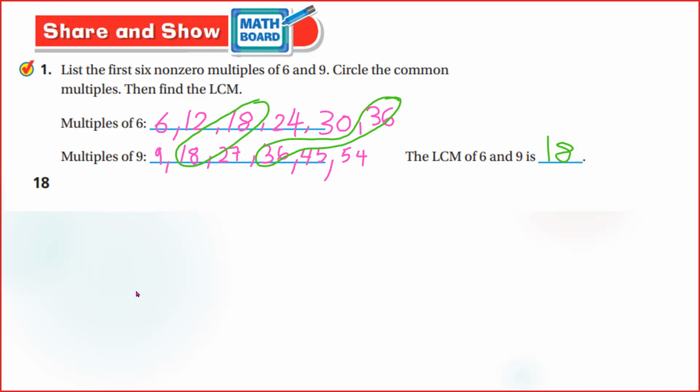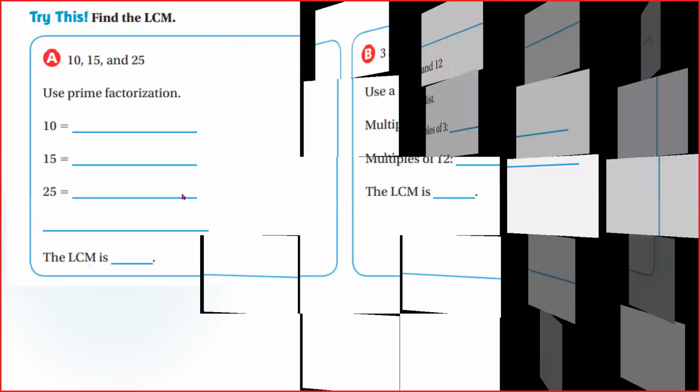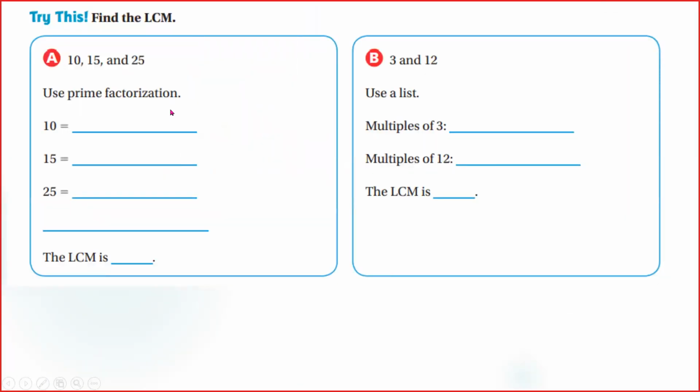Okay, now here, so by now we know two ways. The first one, write the multiples of the two numbers, and then find the least common multiple. And the second one, by the prime factorization. Now, keep your book open on page 18, and let's try to solve this one.